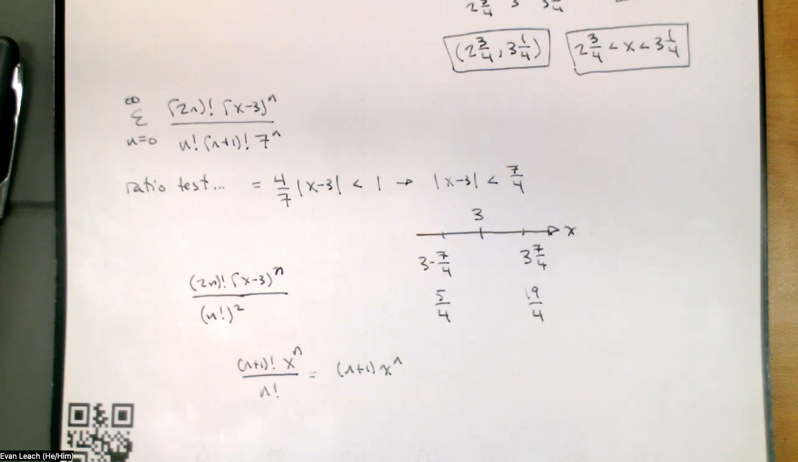What I'm saying is that n plus 1 factorial over n factorial, that should be simplified because it's not really a factorial. Any questions? Comments? Snide remarks?